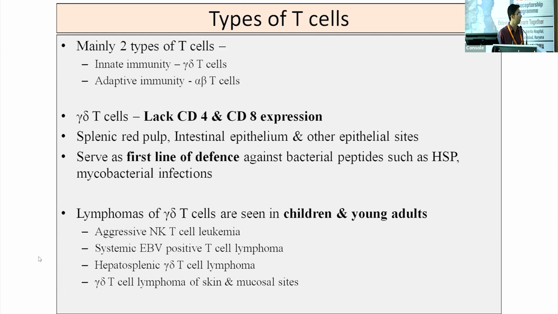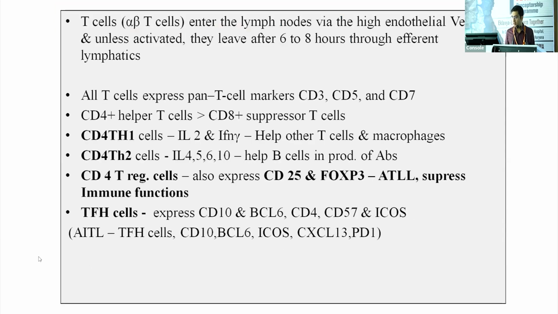Coming to a small brief description about T cells: innate immunity is played by gamma delta T cells, which home to the mucosal areas like the spleen, the GI, or oral mucosa. Adaptive immunity is played by alpha beta T cells. Lymphomas of gamma delta T cells are commonly seen in children and young adults, and they include the mucosal sites, while alpha beta T cells are commonly seen in adult patients.